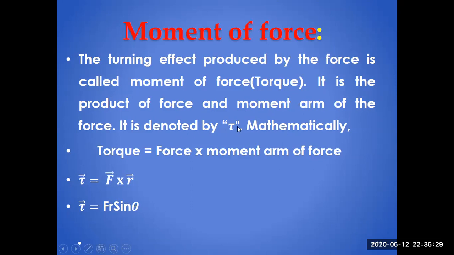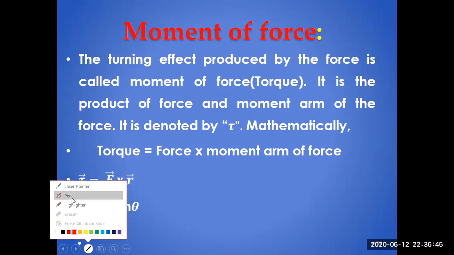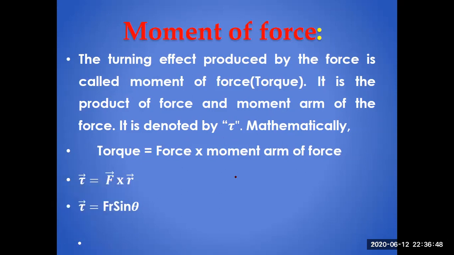It is denoted by torque. This one is torque. Basically, you draw it like this. So let's use the pen. Tau is basically written like this, not exactly T, but tau. Mathematically, torque is equal to force multiplied by the moment arm of the force. This tau is equal to F multiplied by R, F cross R, the cross product of force and the displacement of the moment arm.